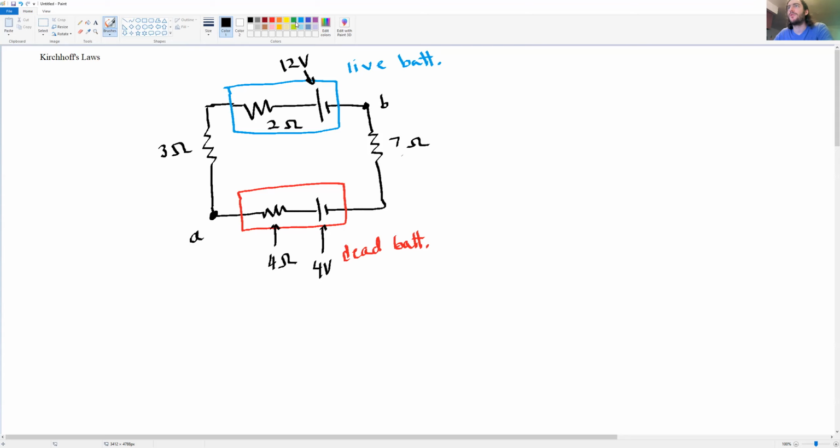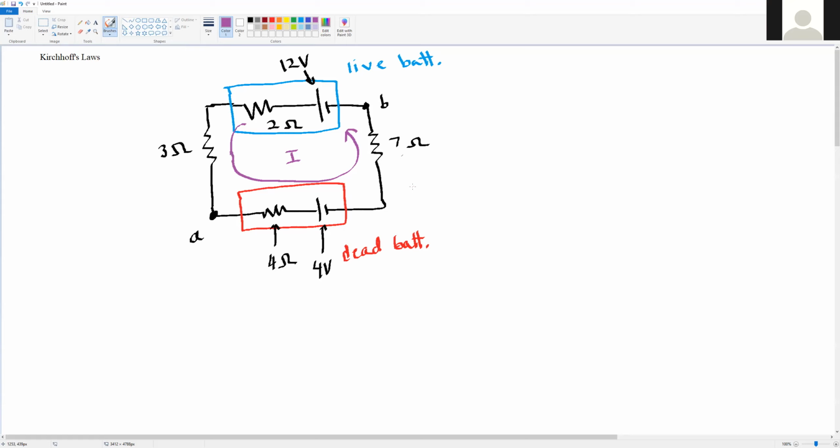All right, so how do we approach a problem like this? Well, first we label a current. And it doesn't matter how you label the current. Suppose I label the current flowing in this direction. Okay, so it flows around like this, counterclockwise. This is just my guess as to the direction of the current here.